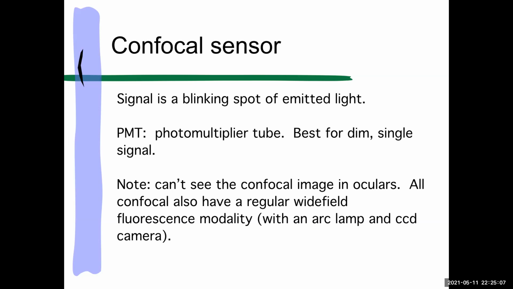Okay, so you're just getting this blinking spot of light. There's nothing to see, like your brain can't decode that. Even if the scope would let you see that in the oculars, you're just gonna see a blinking spot of light, which will not have meaning to you. The software has to reconstruct it.